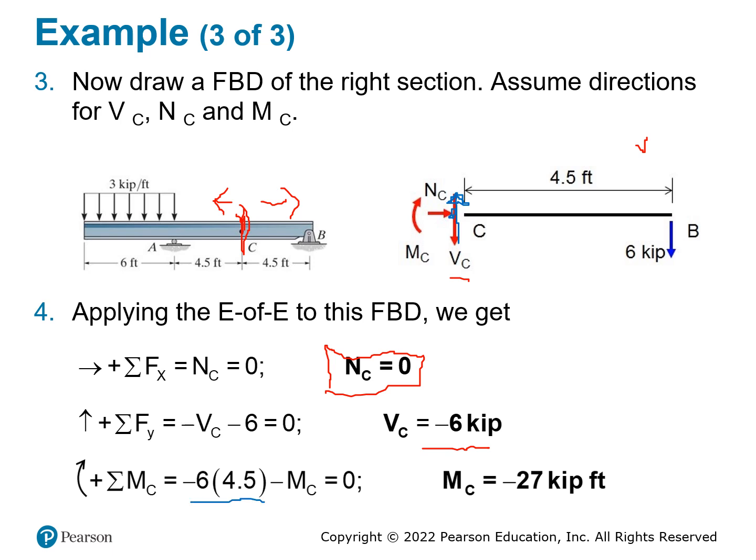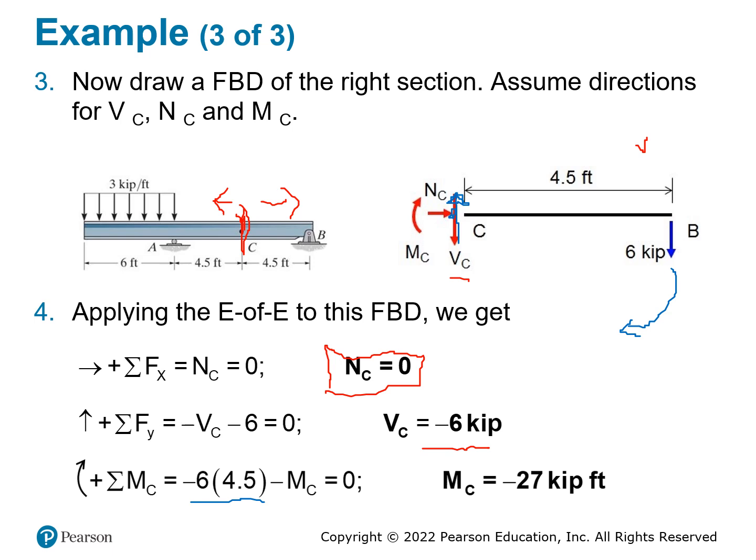Now let's look at the direction. This one tends to make it rotate clockwise. This one that we mark here is also clockwise. So when you do the calculation, if you want to sum these two, you should have 6 times 4.5 plus M sub C equal to 0. And that's how you find M sub C.